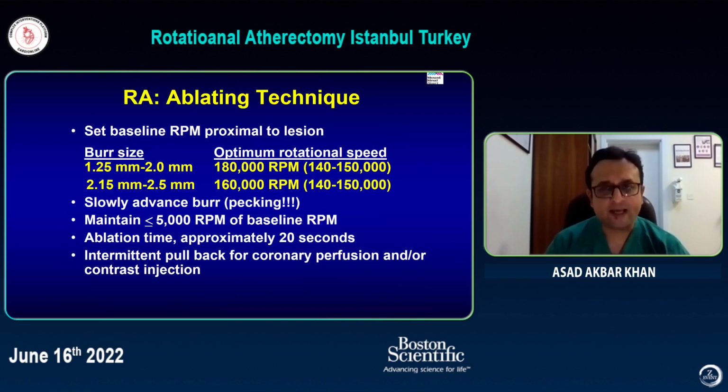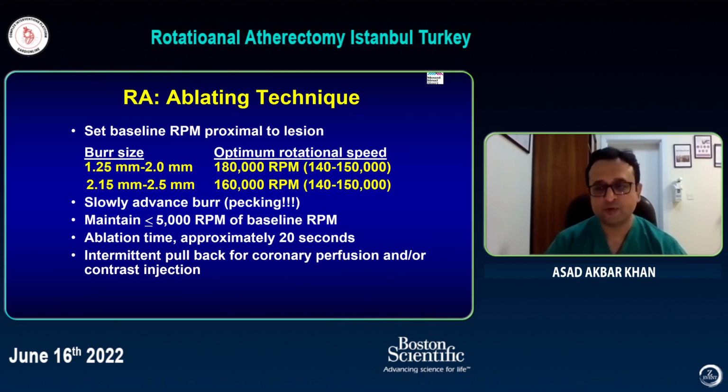In terms of technique, I'm sure Professor Gökteki will go through that, but one of the things you need to remember is that for all the burrs up to the size of 2.0, the highest speed you should go up to is 180 RPM, and the optimal speed is usually around 140 to 150. You always slowly advance the burr.